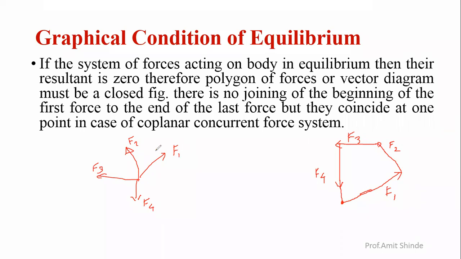Now let us consider these to be 10, 20, 30, 40. The same magnitudes we have to consider over here. It is observed that when the resultant is 0, the last force will coincide at the same point where the polygon started. It starts from here to here, this to this, this to this, and again closes at the same point where it started. It means the figure will be a closed figure. That's why the resultant will be 0 over here, according to this graphical condition.